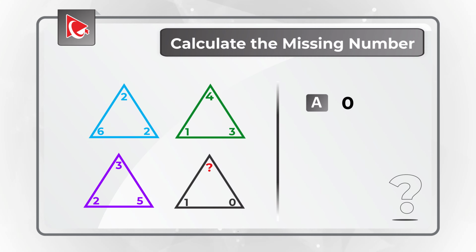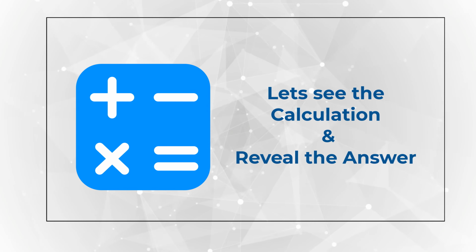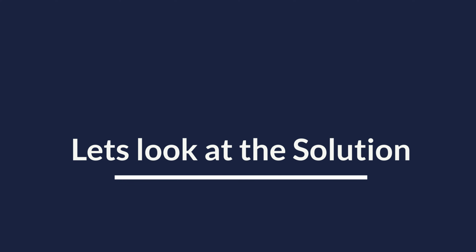Choice A, 0. Choice B, 1. Choice C, 2. And choice D, 3. Do you see the answer? Let me give you a hint. There is a true calculation and not guessing behind determining what the number is. Ready or not, I am going to move forward and reveal the solution to you.